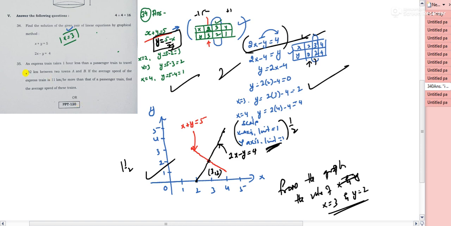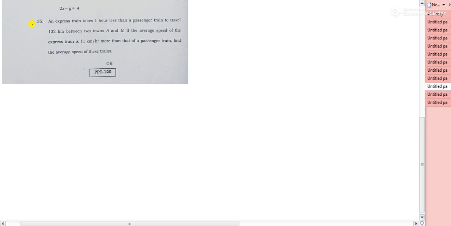Okay, now moving to question number 35. I hope you have understood this. Yes, so let us solve the 35th question. There is another question of 35. I will solve that also. Okay, so let me solve this first. So this is our second question, question number 35.